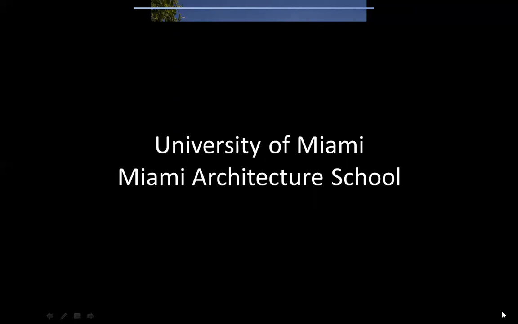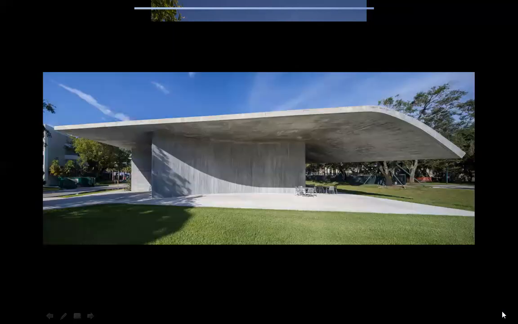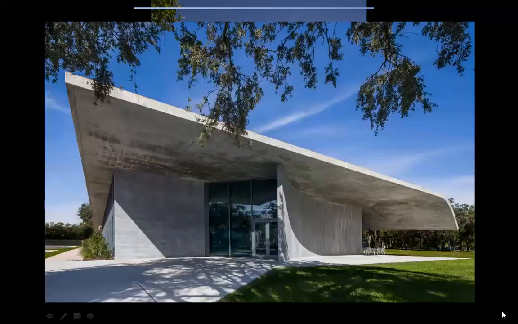So no, there is more, sorry. University of Miami, Miami Architecture School, kind of interesting, but play with form and with concrete. But, you know, it has some ability, some virtuosity, but I don't know. I mean, again, it can be done in this way, and it can be done in many ways. They did it in this way.